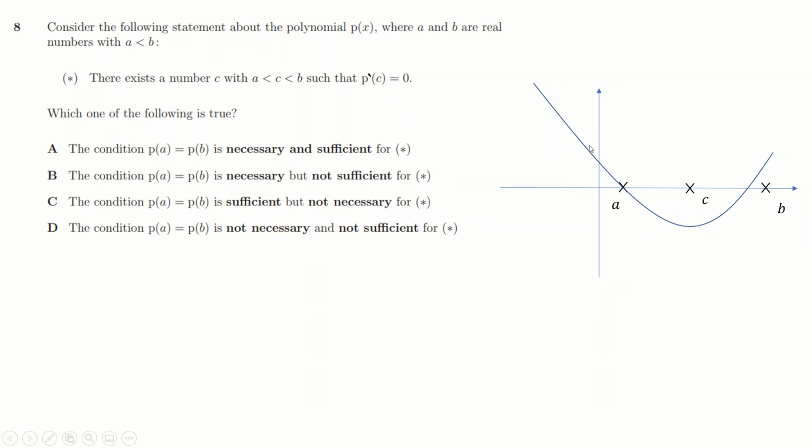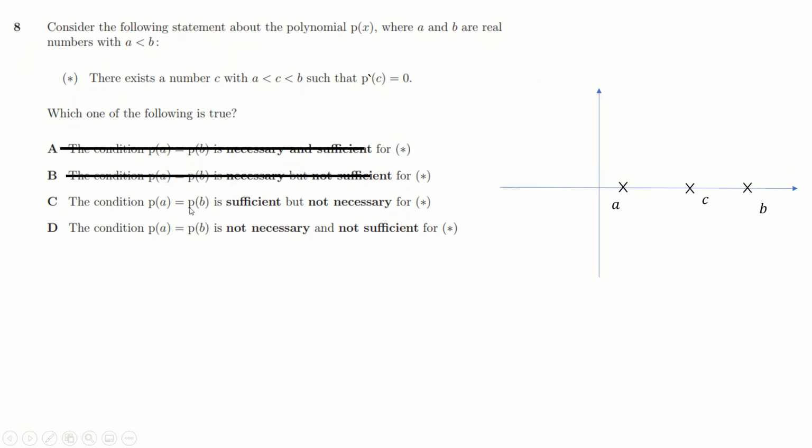Now, this example right here eliminates a couple of these, because the condition P of A equals P of B, so where the function is at A equals where the function is at B. Is that true? Well, in this drawing that I've done here, P of A is 0 because it's on the x-axis, but P of B is some positive number. So P of A does not equal P of B, but we do have a stationary point here. So clearly it's not necessary. There's an example that just disproves that. Is it sufficient, though, for P of A to equal P of B?